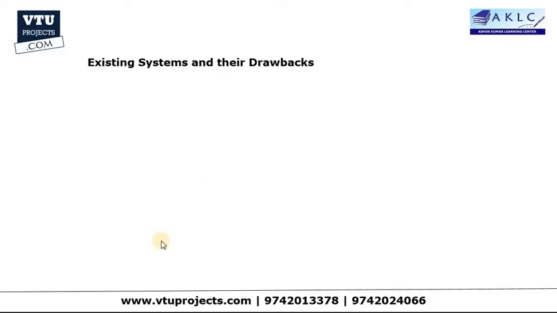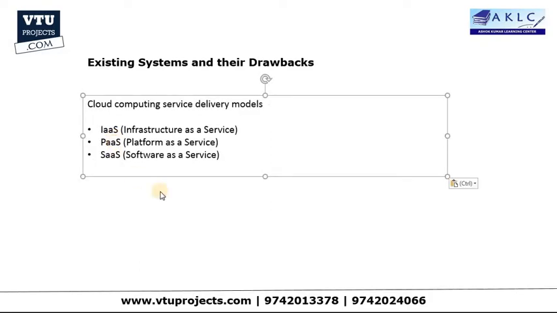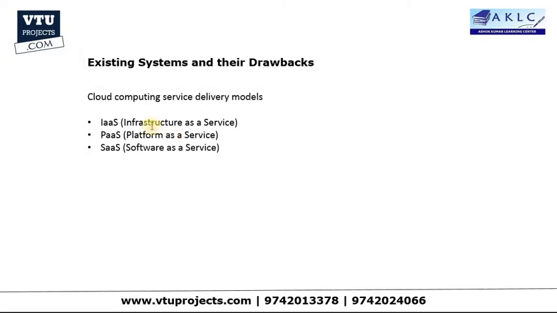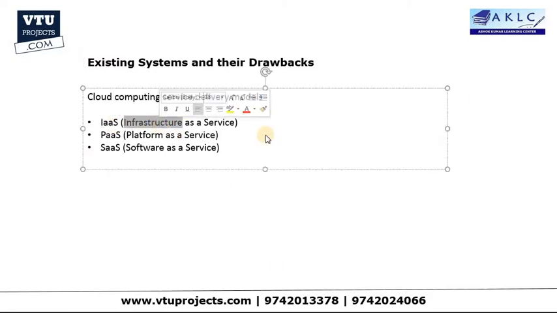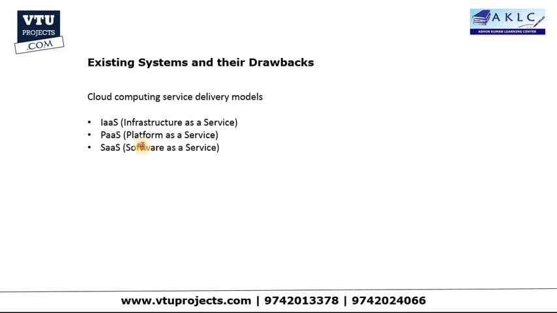Okay, so now coming to the existing system. Here let us understand what the current system available is. The existing system for our project happens to be the cloud service providers. There are a lot of cloud service providers like Google Drive, Amazon, Dropbox, etc. Basically, these services can be divided into three models. First one, IaaS, we call it infrastructure as a service. Second one, PaaS, platform as a service, and the third one, SaaS, we call it software as a service.